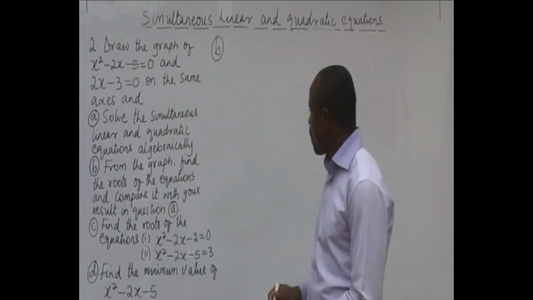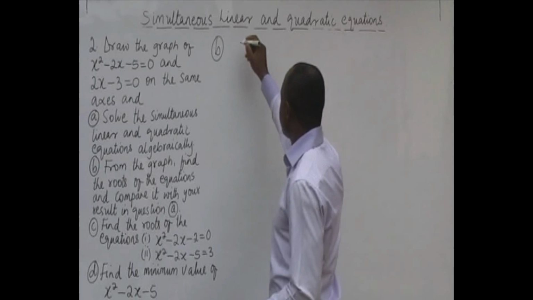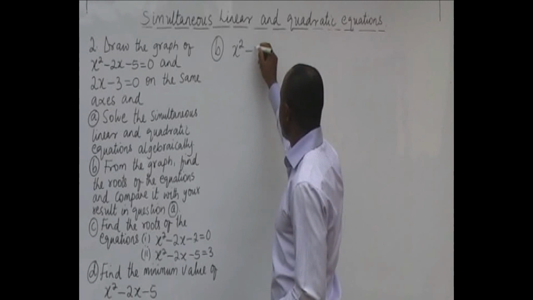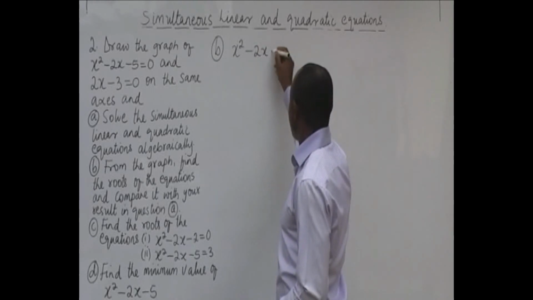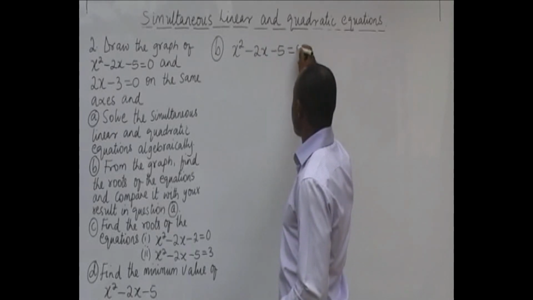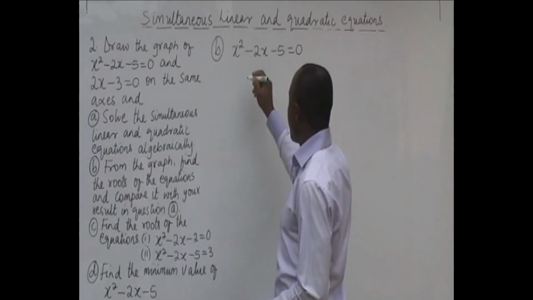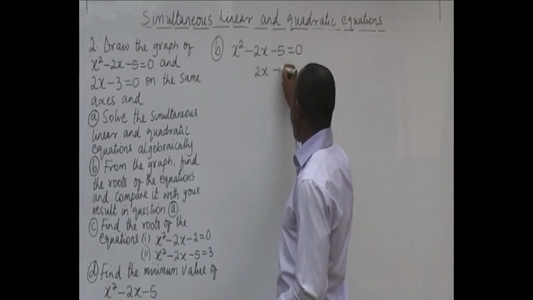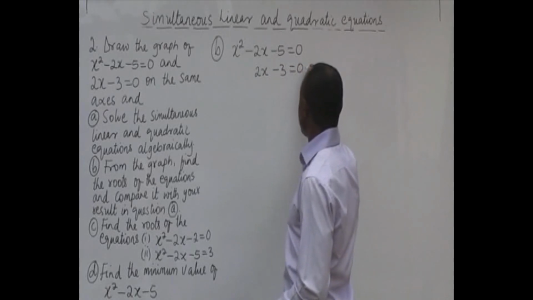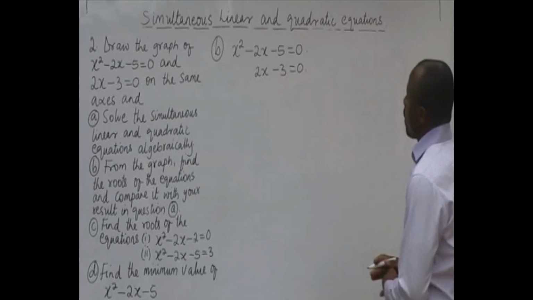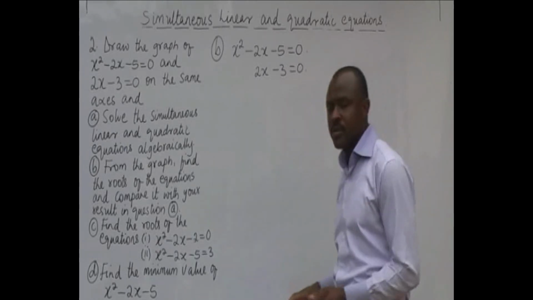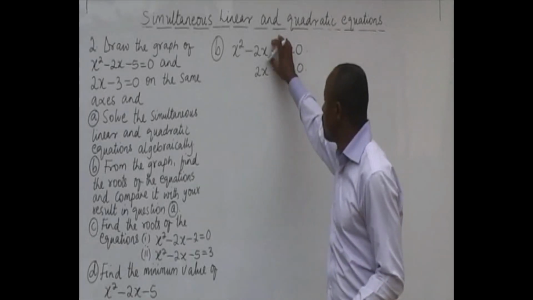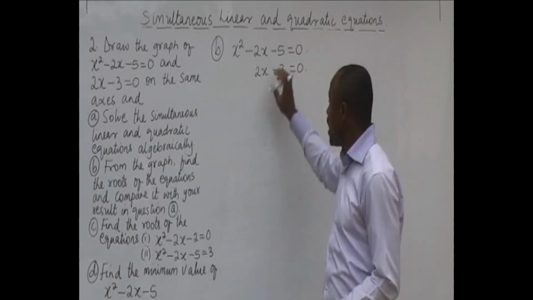Yes. The equations we have there are two. One is quadratic, which is x squared minus 2x minus 5 is equal to 0. The second one is linear: 2x minus 3 is equal to 0. Now we are going to construct two tables of values. One for the quadratic equation, the other one for the linear equation.